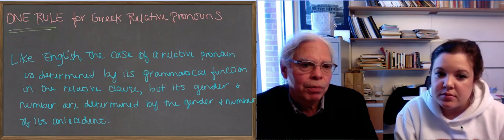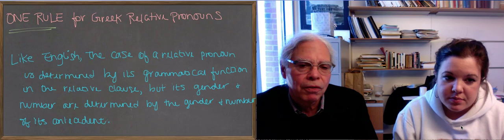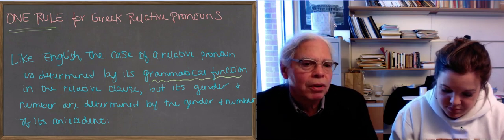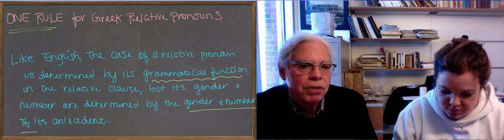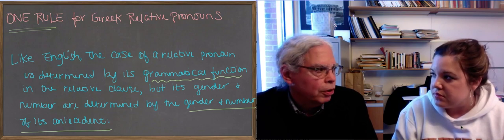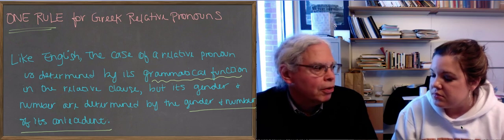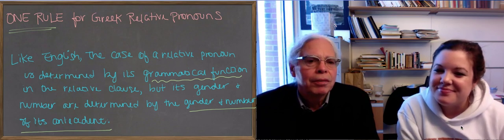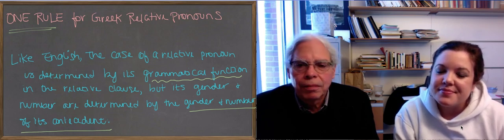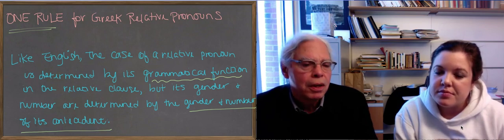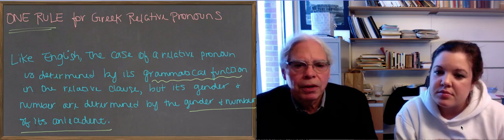So in English, the case of a relative pronoun is determined only by its grammatical function in the relative clause. But in the case of Greek, its gender and number are determined by the gender and number of the relative pronoun's antecedent, okay? English doesn't have gender and number, Greek does, and they're used to make it possible to specify and to remove ambiguities about who the antecedent is of a relative pronoun. There are cases in English sentences where you can't tell, right? So this is the basic idea that we want to get across to you about how Greek relative pronouns work. That's the fundamental rule. The case of the relative pronoun is like English. It's determined by its function within the clause. But the gender and the number are determined by the gender and the number of the antecedent.